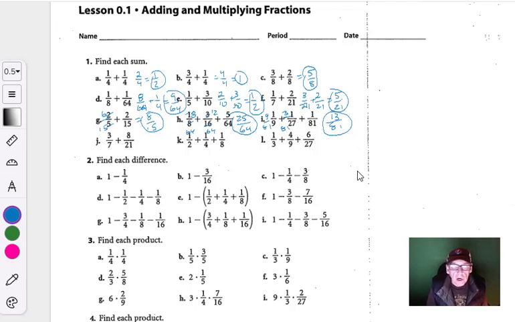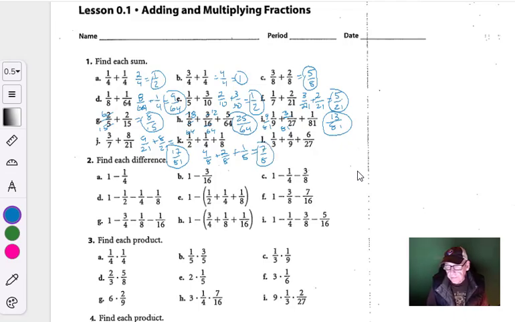Looking at J, we're going for 21 for the common denominator. So 3 times 3 is 9. We get 9 over 21 for the first one, plus 8 over 21 for the second one. That gives us 17 over 21 for the answer on that one. Looking at K, 8 is the common denominator. So we have 4/8 plus 2/8, which is the 1/4, plus 1/8. So that gives us 7/8 for the sum of those.